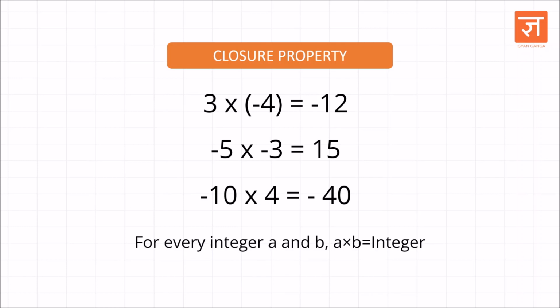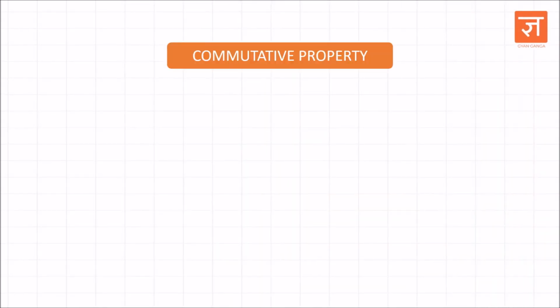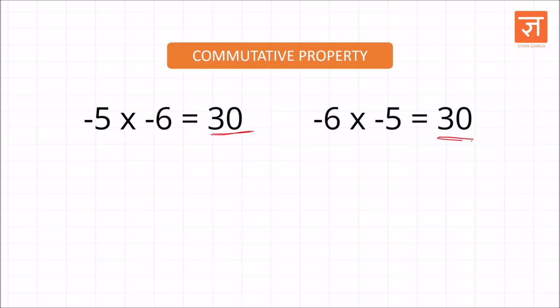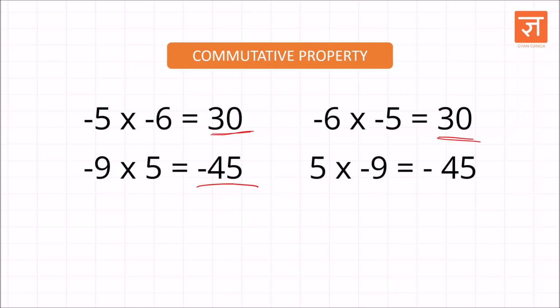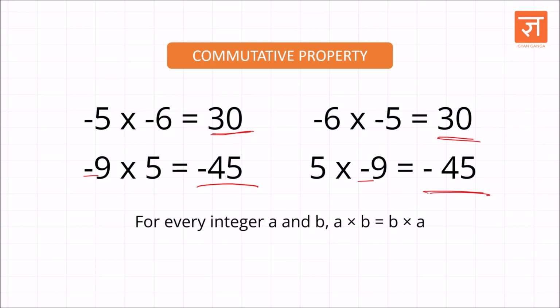Then the commutative property. We have minus 5 into minus 6, we have 30. If we do minus 6 into minus 5, again we get 30. If we do minus 9 into 5, minus 45. What if we do 5 into minus 9? Again we get the result as minus 45. If any one of them is negative, we just put a minus over here. So integers are commutative under multiplication also. A into B is equal to B into A. Clear? And now, multiplication by 0 will always give 0.